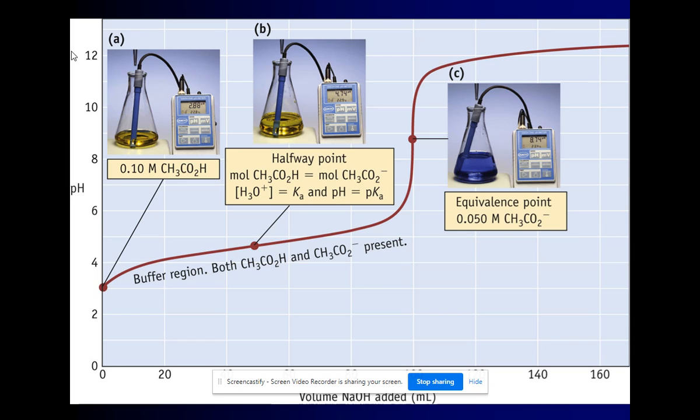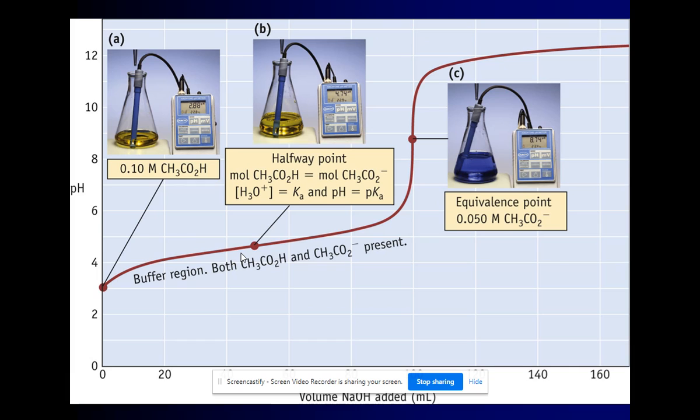very basic. So once you start adding base after that initial point, time zero, all the way up to the equivalence point, this whole region is considered to be a buffer region where you have both the weak acid and you have the conjugate base. Any point in that buffer region, when you have both weak components present, you can use Henderson-Hasselbalch to determine your pH.